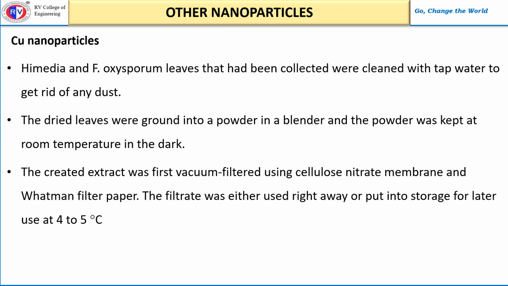Then the other nanoparticle is copper nanoparticle. Here, Hemidesmus and Oxysporum leaves that had been collected were cleaned with tap water to get rid of the dust. The dried leaves were ground into powder in a blender, and the powder was kept at room temperature in a dark atmosphere. The created extract was first vacuum filtered using cellulose nitrate membrane and Whatman filter paper. The filter paper was either used right away or put into storage for later use at 4 to 5 degrees Celsius. Next slide.